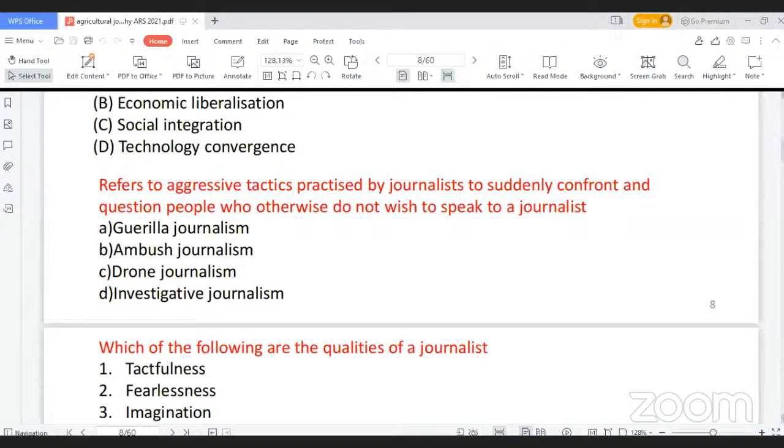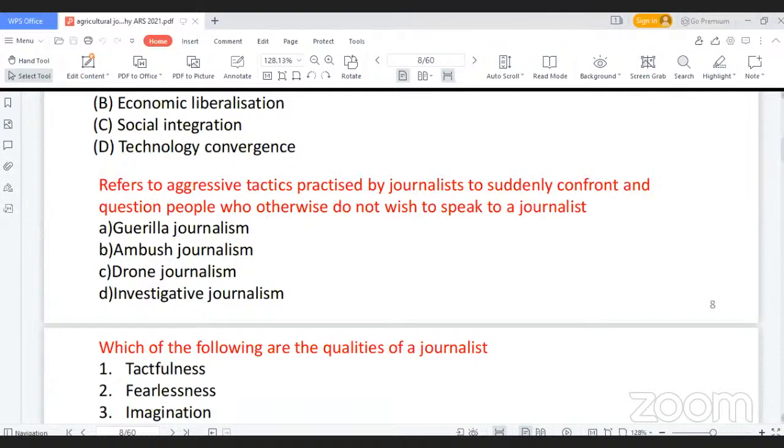It refers to aggressive tactics practiced by journalists to suddenly confront and question people who otherwise do not wish to speak as a journalist. This is called ambush journalism. They want to talk, because some people hesitate to talk. Suppose those who are literate people, or maybe some tribal people, they hesitate to speak with mass media. So this is the embryo journalist. They can extract information, they can extract ideas from that.